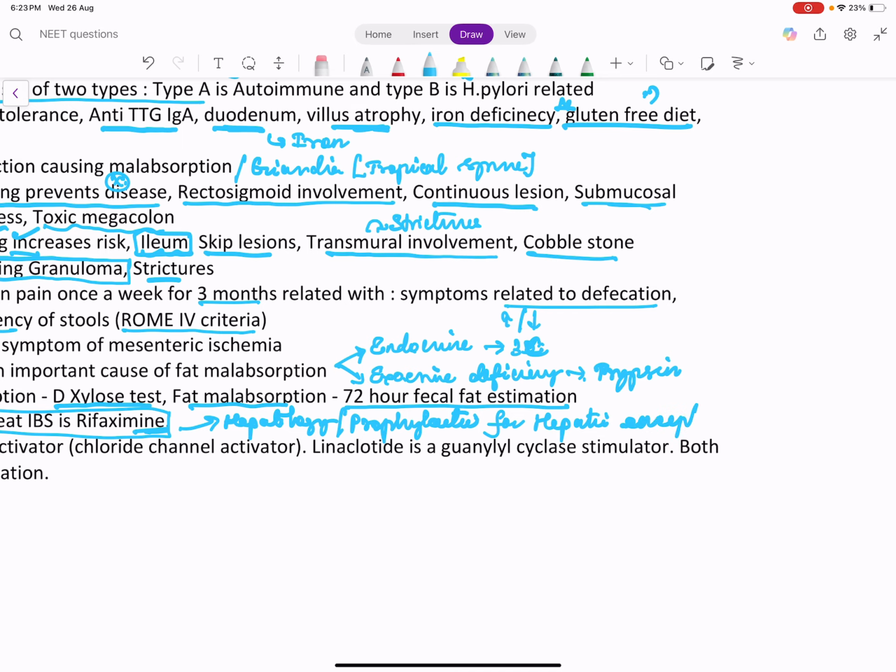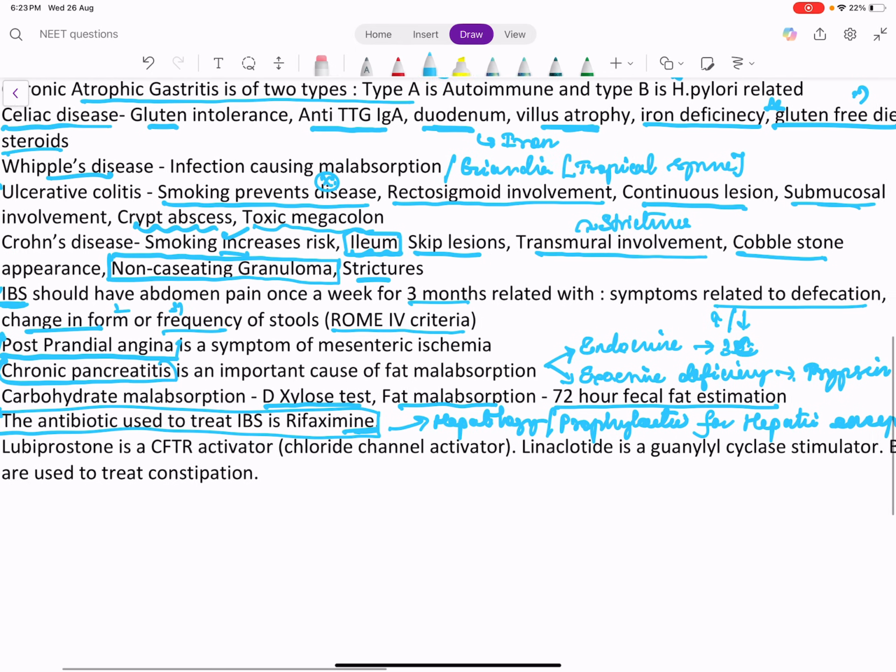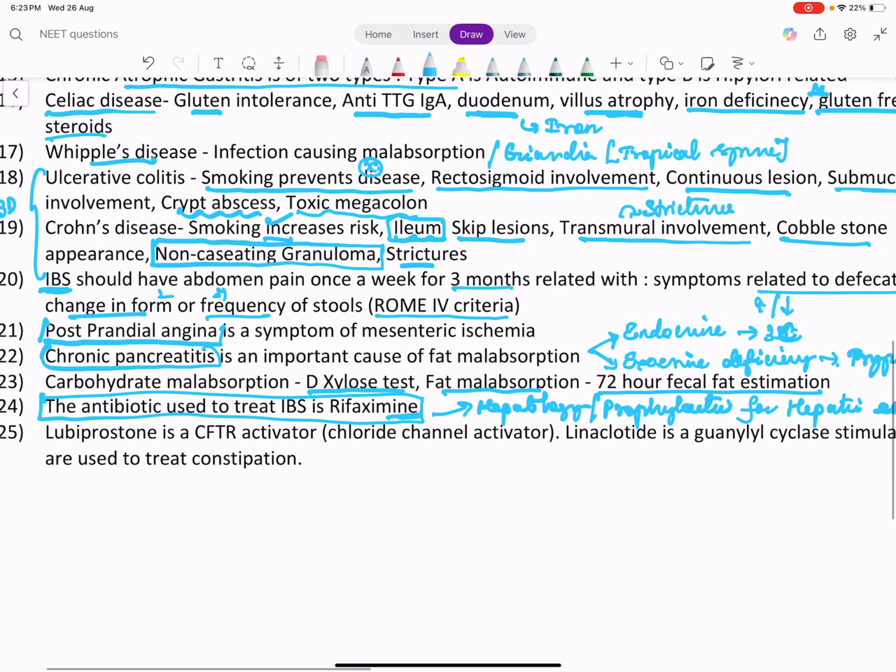When taken, it destroys the gut bacteria. So when gut bacteria are destroyed, those bacteria cannot convert the stool proteins into ammonia. So ammonia production is less. That is why it prevents hepatic encephalopathy. But now rifaximin is also used, especially to treat the diarrhea variant.